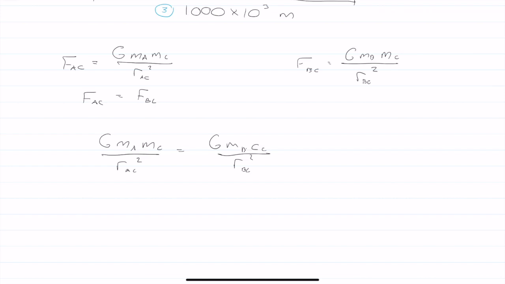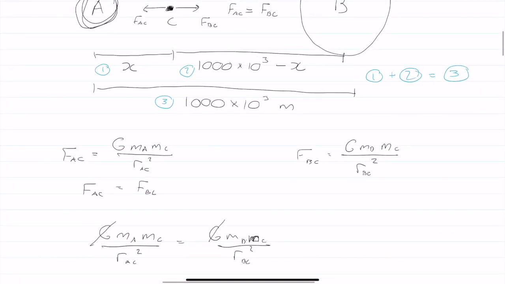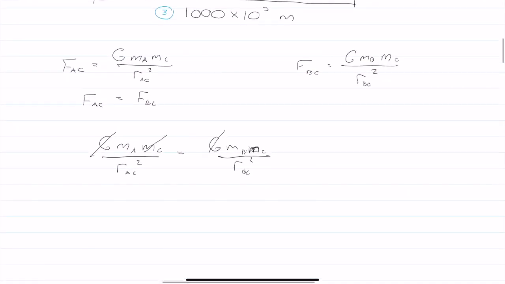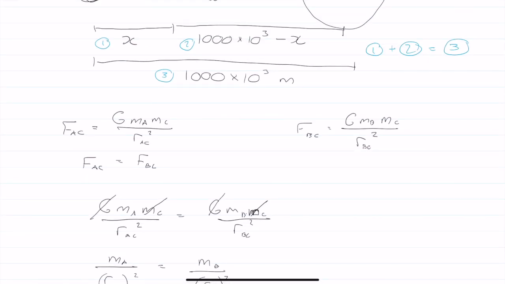Okay, and then we can cancel some stuff. My gravitational constant cancels and my mass of C can get cancelled. So my mass of C's go away. Now I'm left with mass of A over R_AC squared is equal to mass of B over R_BC squared.